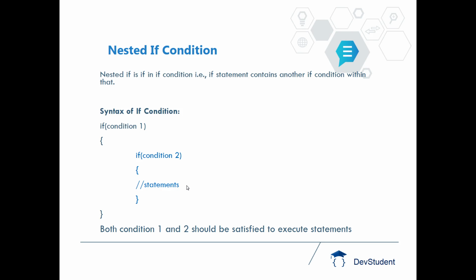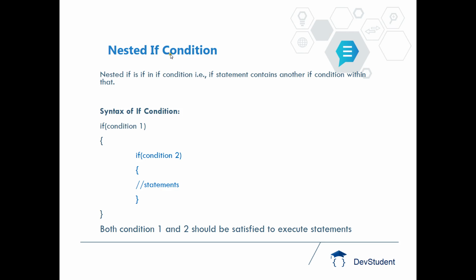We also have one more concept called nested if condition. Nested if condition means an if statement contains another if condition within it. If you want to keep an if condition inside an if condition, that is allowed in C#, and this concept is called nested if condition. You can see the syntax: if condition 1, inside that you have added one more condition, if condition 2, and inside that we have statements. Both condition 1 and 2 should be satisfied to execute the statements inside the internal if condition.